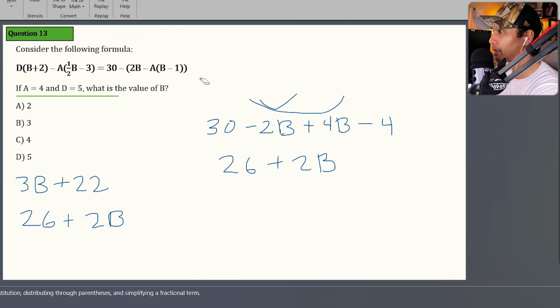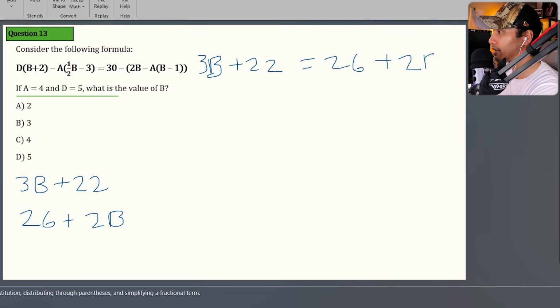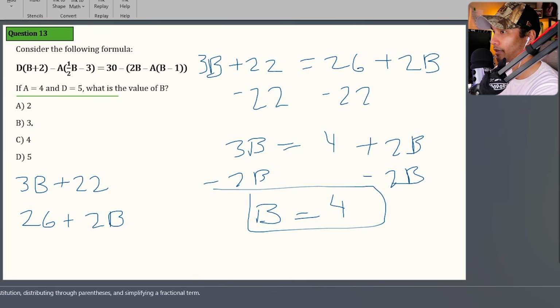So let's just combine them all and see what we get. So we have 3b plus 22 equals 26 plus 2b. And now we just isolate to get b. So I'm going to minus 22, 3b equals 4, and then plus 2b. And then I'm going to minus 2b, and then I get b equaling 4. And that's it. B equaling 4, which is C.